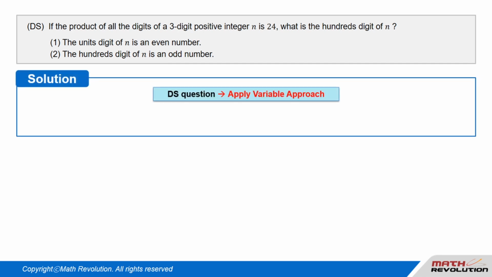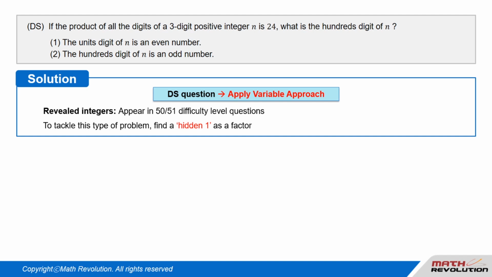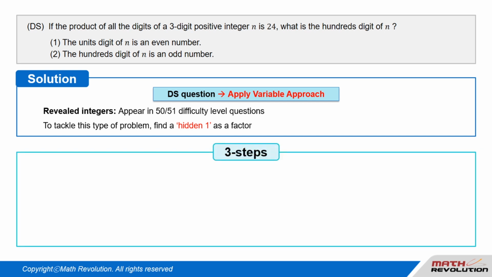Solution. Now let's solve this DS question using the variable approach. Hidden integers frequently appear on the GMAT. They usually appear in 50 to 51 difficulty level questions. To tackle this type of problem, it is important to find a hidden 1 as a factor. Let's apply the 3 steps suggested previously.